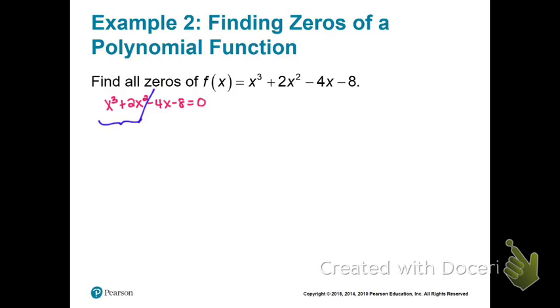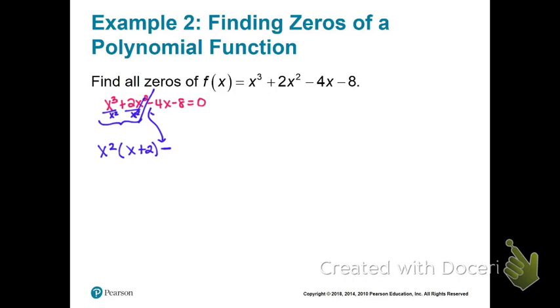What can I take out of x cubed and 2x squared? X squared. So remember, when you take it out, you write it down and then you divide by it. I'm not a fan of taking it out. So we get x plus 2. Always factor out that sign. So we're going to take out a negative.